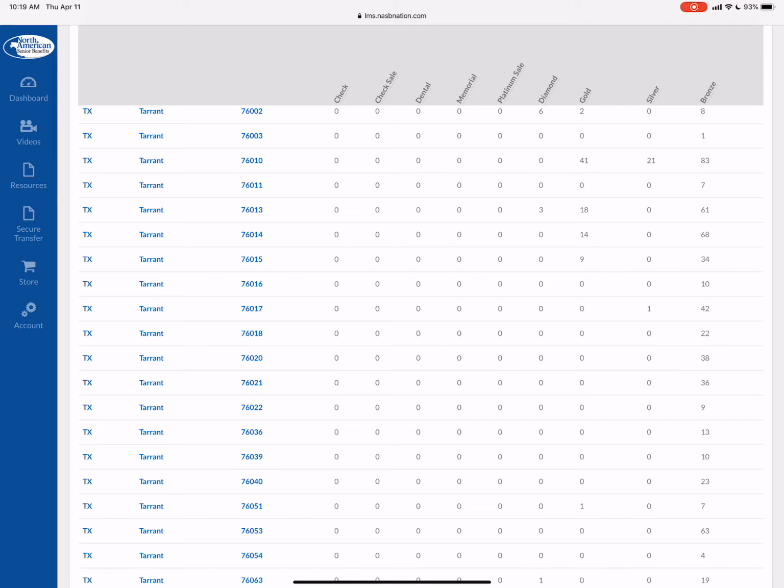Wealthier people, stay away from that. You want to work in lower income areas. Those are the people that we're focused on helping. So if I'm a new agent, okay, great. Look at this, 76010. You got 41, 21, and 83.